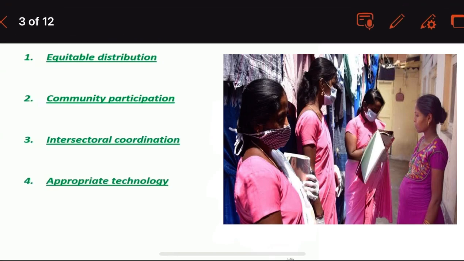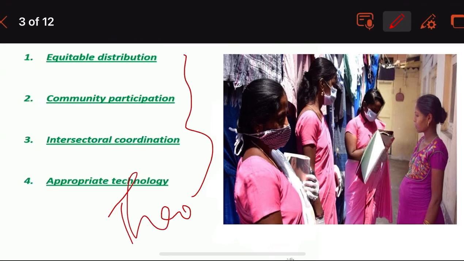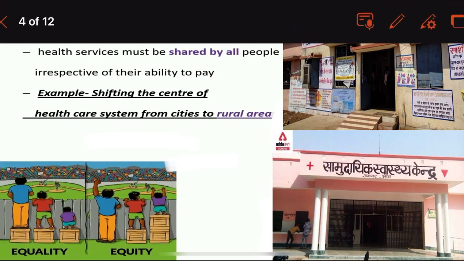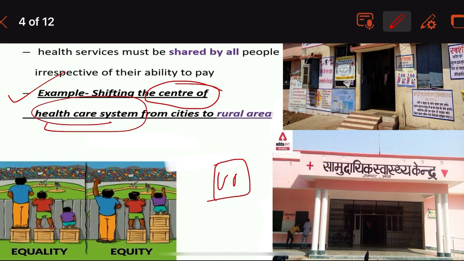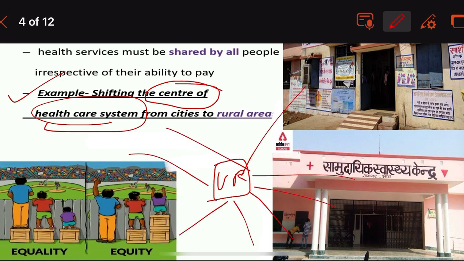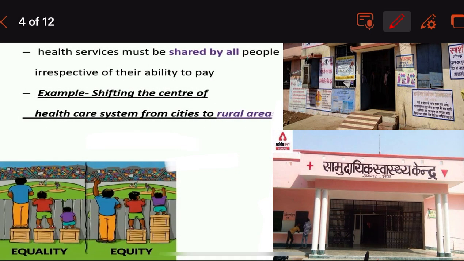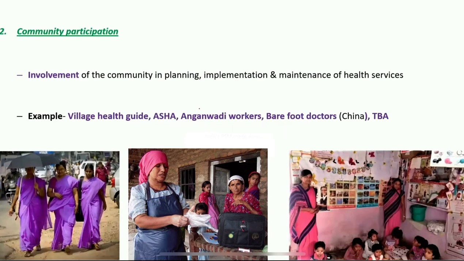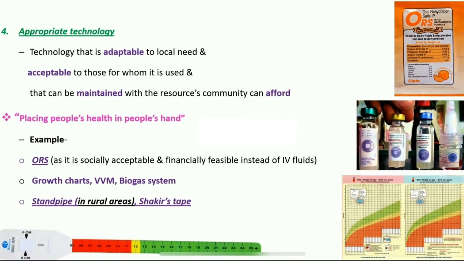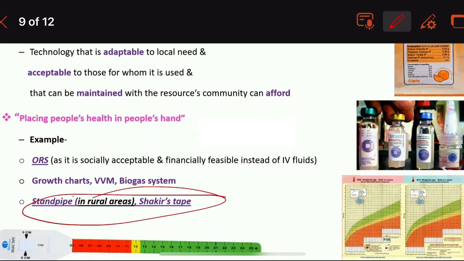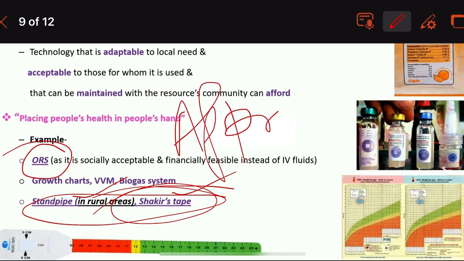Next, moving on to the principles. Principles are very important from your theory or viva point of view. MCQs can also appear: equitable distribution, community participation, intersectoral coordination, and appropriate technology. Under equitable distribution, how are we providing it? By shifting the centers of the healthcare system from the cities, the urban areas, to the rural areas. Next, appropriate technology, wherein the standpipe in rural areas, Shakir's tape, and ORS are examples of appropriate technology.